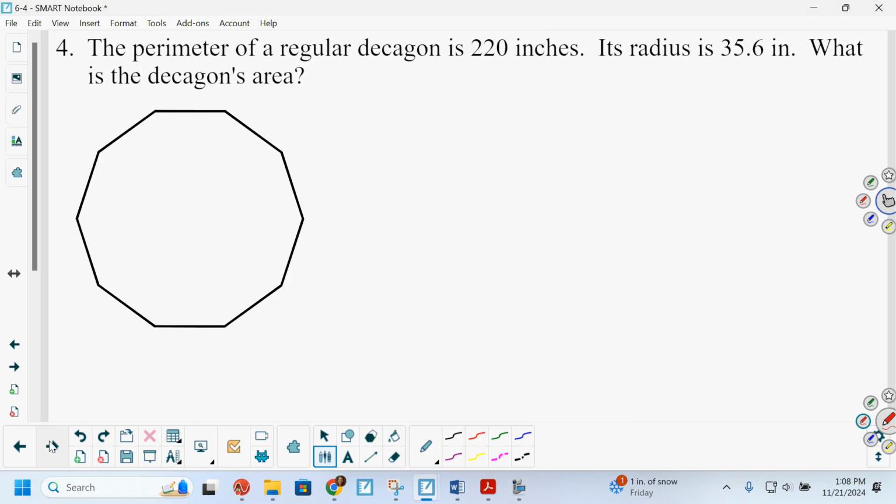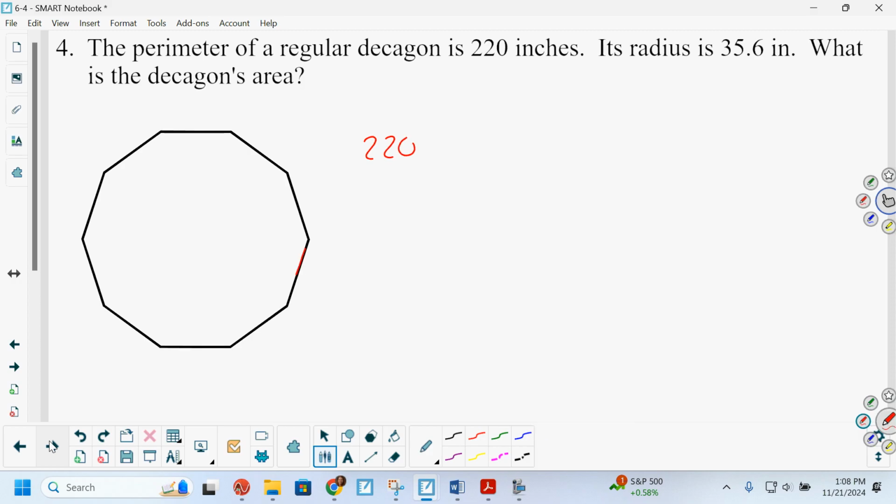All right, what do we got now? We have the perimeter of a regular decagon is 220 inches. Its radius is 35.6 inches. What is the decagon's area? All right, so if the perimeter is 220, that's all the way around, right? Adding all these up. Decagon has 10 sides. So that means each side is really 22.